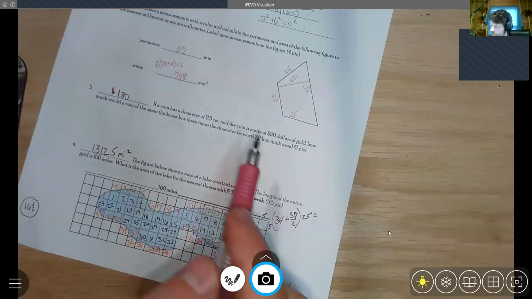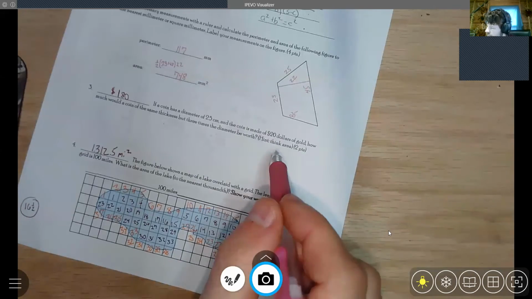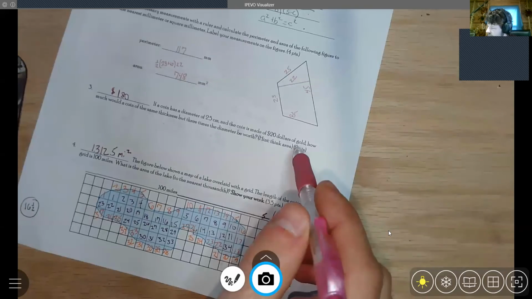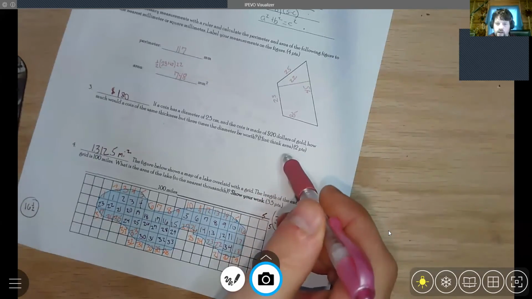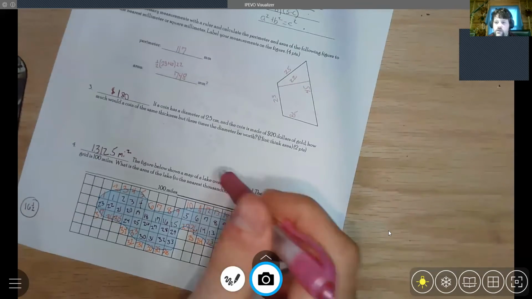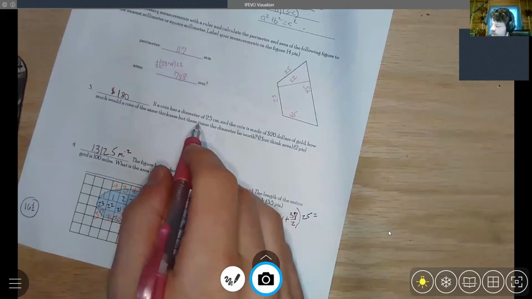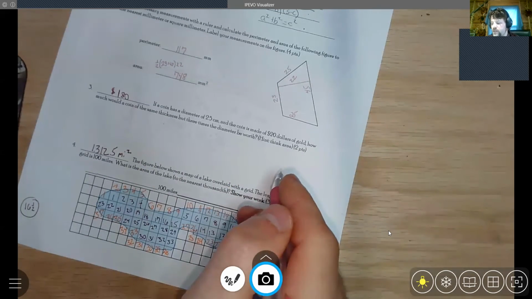For this one here, you've got a coin, diameter is 2.5. If the coin is made of $20 of gold, how much would a coin of the same thickness but 3 times the diameter be worth? Hint, think area. This is very similar to the pizza questions we did in class. So you're tripling the diameter, but that doesn't just triple the area, right?